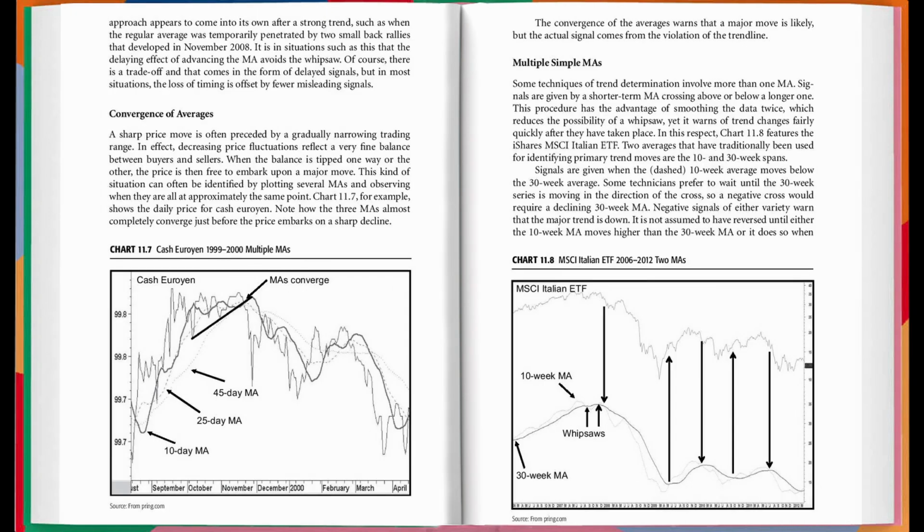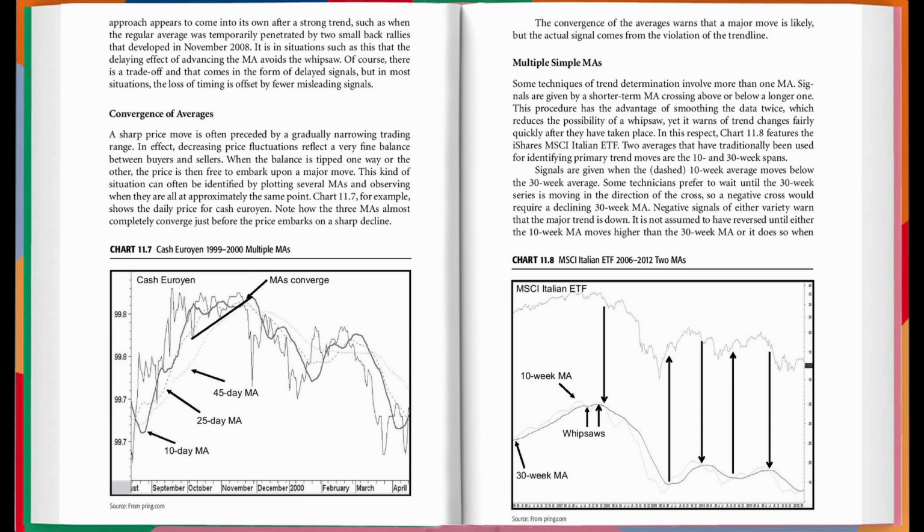This approach appears to come into its own after a strong trend, such as when the regular average was temporarily penetrated by 2 small back rallies that developed in November 2008. It is in situations such as this that the delaying effect of advancing the MA avoids the whipsaw. Of course, there is a trade-off, and that comes in the form of delayed signals, but in most situations, the loss of timing is offset by fewer misleading signals.